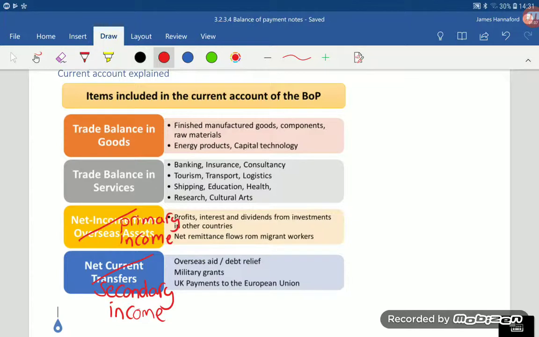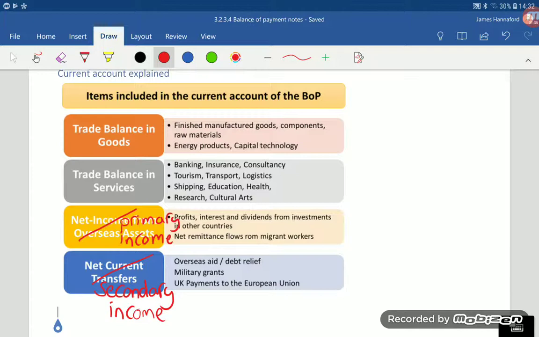We then have primary income. This refers to the profit, interest and dividends from investment in other countries. So in a UK context, when Marks and Spencer's makes a profit when operating in, say, Hong Kong, this profit is returned back to the United Kingdom. Marks and Spencer's, after all, is a British company. This will show up as primary income. It also includes net remittance flows from migrant workers.